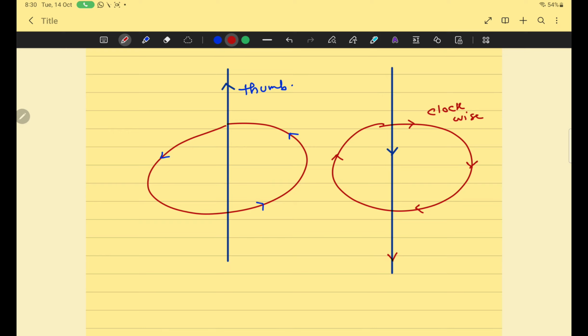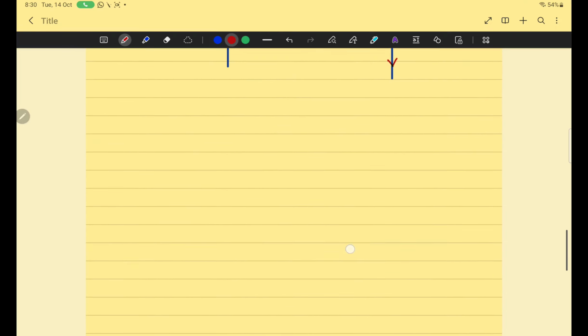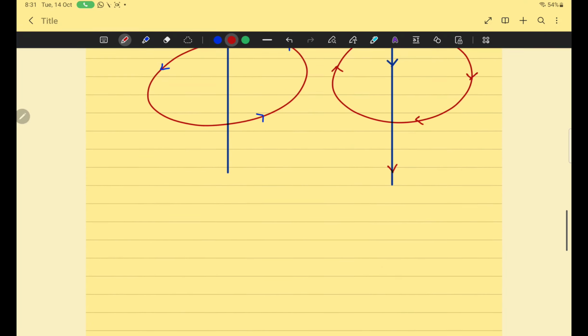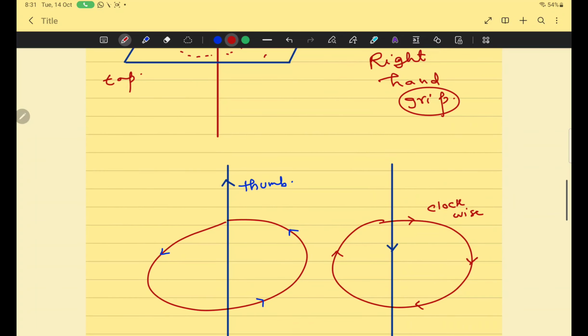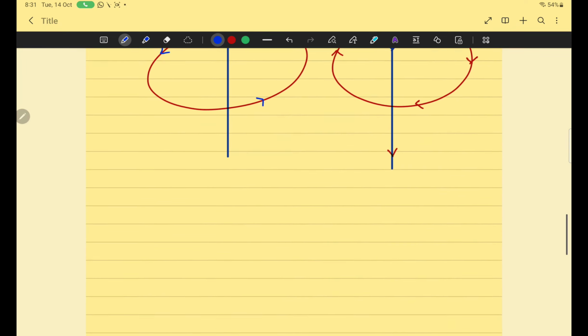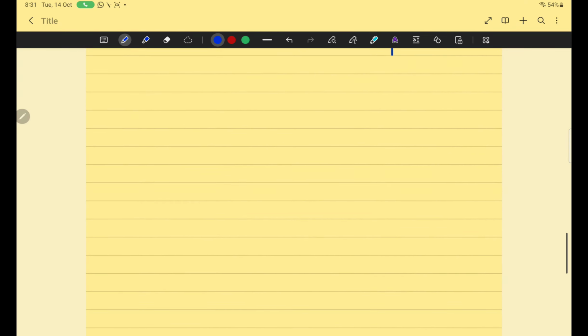And this is the side view. But sometimes in your exam, you are given a top view. Sir, what is the meaning of top view? Top view means consider you are watching the wire from the top of the wire. And if you watch from the top of the wire, then it is possible the current is out of the page and the current may be into the page.